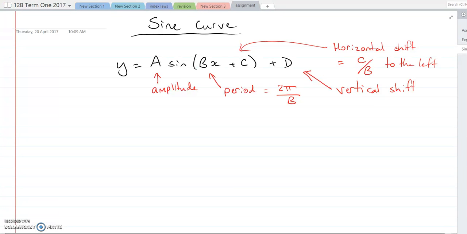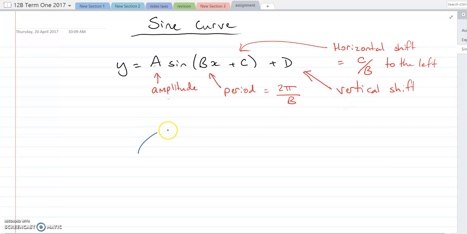Okay, how to find the equation of a sine curve. So for a sine curve, you've got four things that you don't know. You've got A, amplitude, B, which determines your period: the period is 2 pi divided by that number. C is your horizontal shift, and the shift is actually C divided by B. D is the vertical shift.